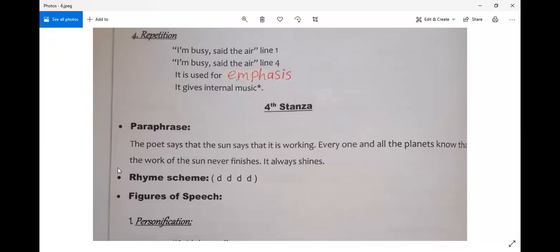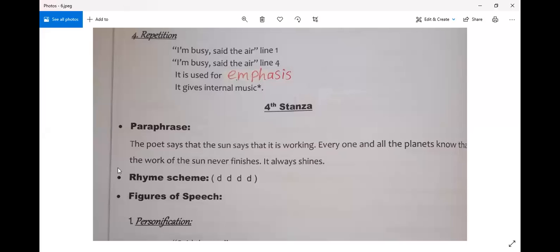The poet says that the sun says that it is working. Everyone and all the planets know that the work of the sun never finishes. It always shines. Yeah, perfect.